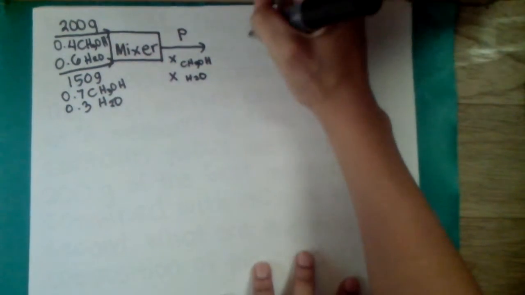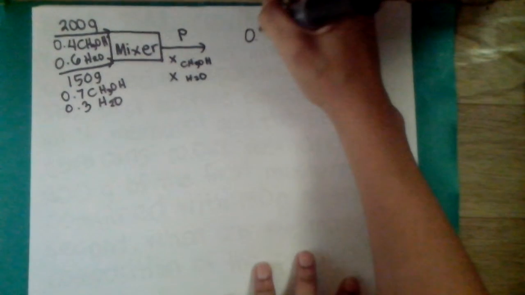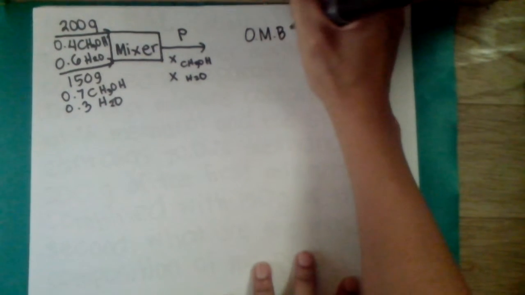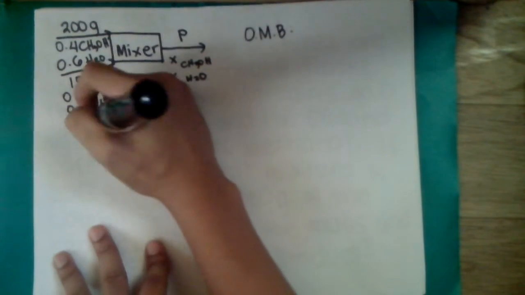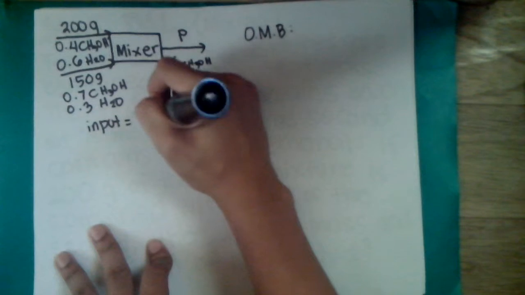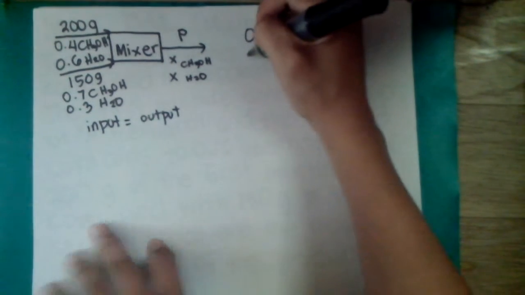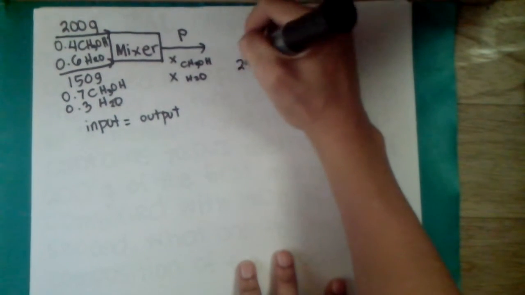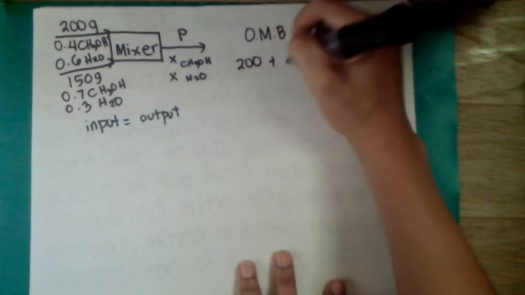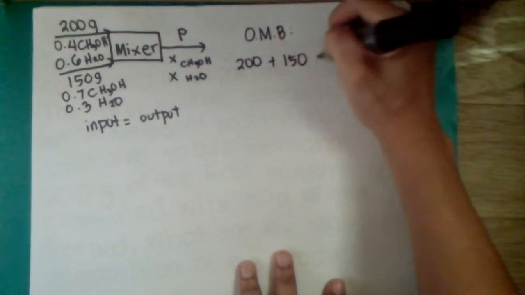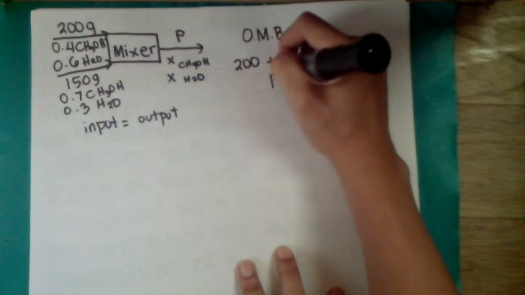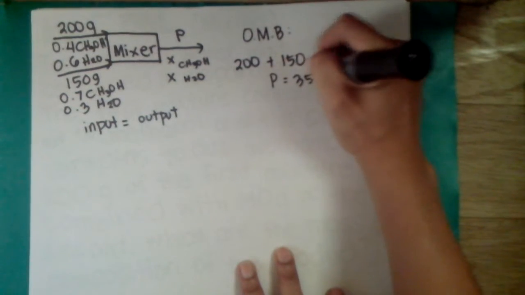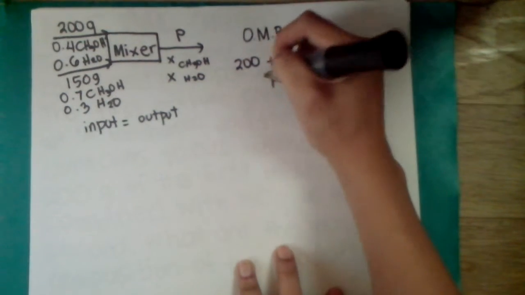First, we have our overall material balance, which I will write as OMB. In this problem, our input will be equal to the output. So we just put 200 plus 150. That will be our product. And our product will give us 350 grams.